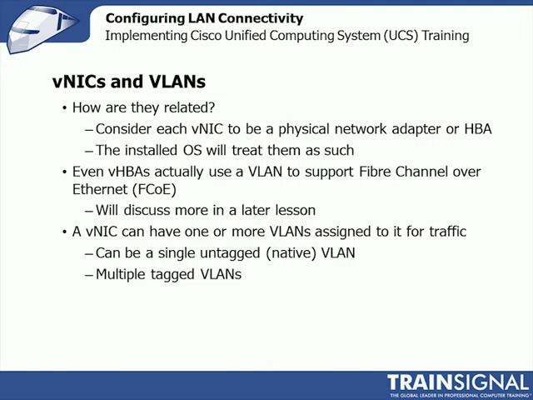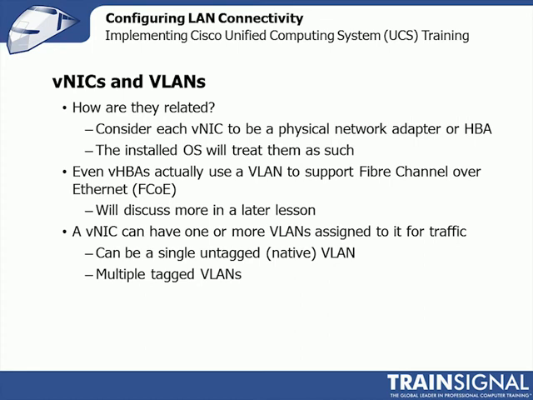So vNICs and VLANs. How are they related? Well, they kind of are and they kind of aren't. Consider each vNIC to be a physical network adapter, or a vHBA would be like a physical HBA. The installed OS will treat them as such. So if you boot Windows and you have 5 vNICs and 2 HBAs on each fabric, it's going to see 5 physical different NICs on each side and 2 physical HBAs, just like you had all those cards in the blade server. So you have to kind of match these things up.